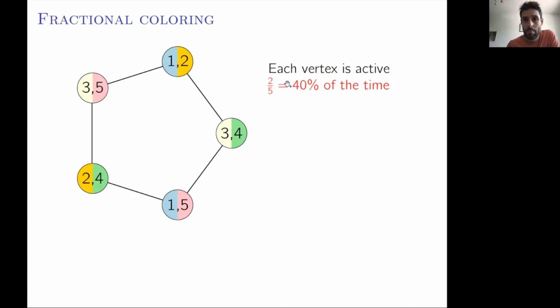And so maximizing this fraction 2/5 is the same as minimizing the inverse 5/2. So we want to maximize 2/5, but in all this talk, I'll rather talk about minimizing 5/2, but this is completely equivalent. Okay, and so fractional coloring is exactly this, maximizing 2/5 here or minimizing 5/2. So this is why it's interesting in the context of distributed algorithms. It's really a way to find efficient scheduling protocols in the distributed setting.